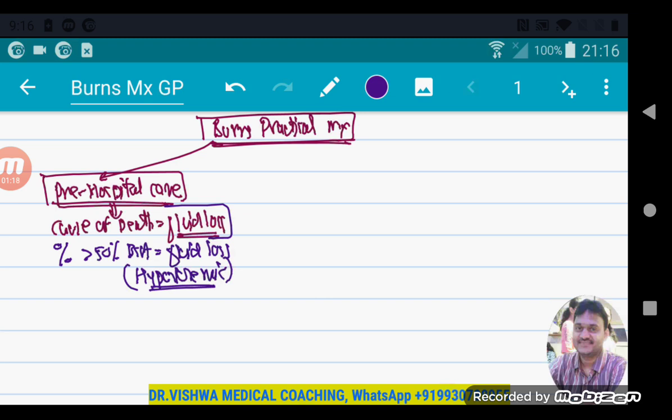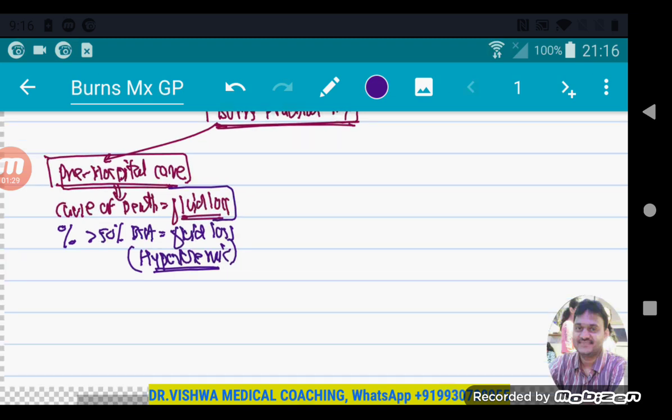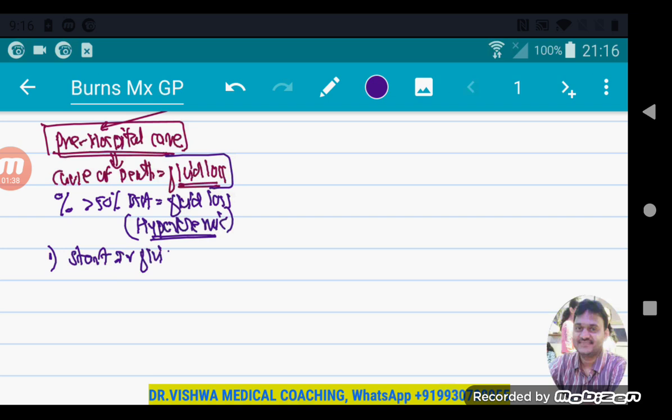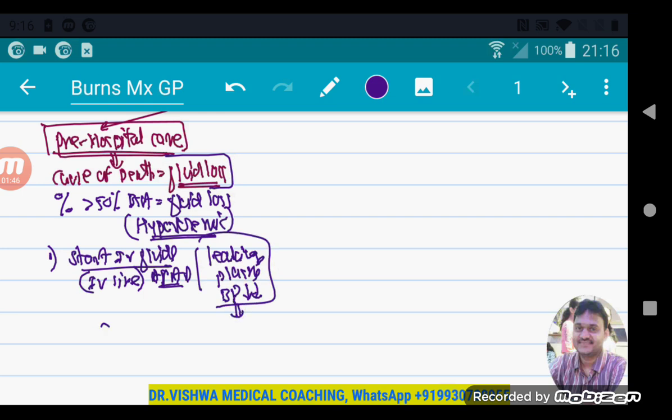So before even the patient reaches the hospital, the first important point we should consider is to start the IV fluids. Take a good IV line as soon as possible. Why? Because when the patient starts leaking plasma, the patient's blood pressure starts dropping, and when the blood pressure drops, it may be difficult to take the IV line. So as soon as possible, take a good IV line and start the IV fluids before even the patient reaches the hospital.